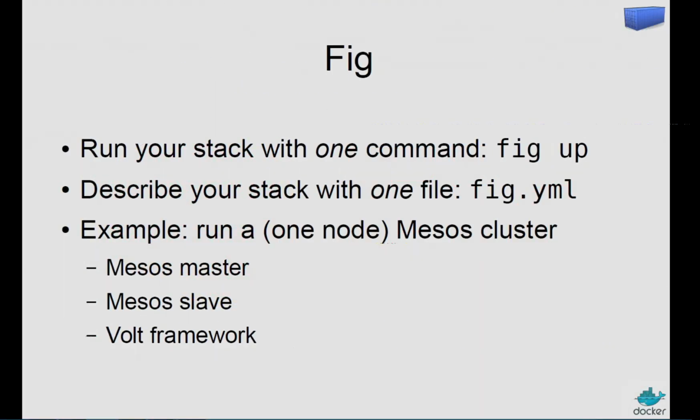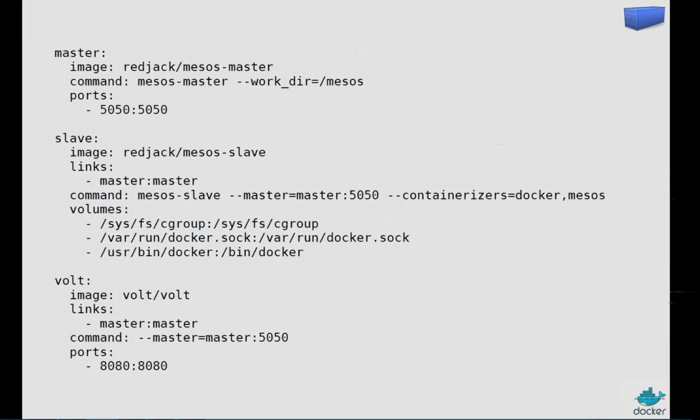Fig lets you define your stack of containers in a YAML file, which looks like this. So basically, you have sections for each service. Each section translates to one container. So this is a Mesos cluster. And I'm a little bit behind on time, so I won't run that demo, but basically I say I want to have one container running a Mesos master, one container running a Mesos slave, one container running the Marathon framework, and then I do fig up and it works.